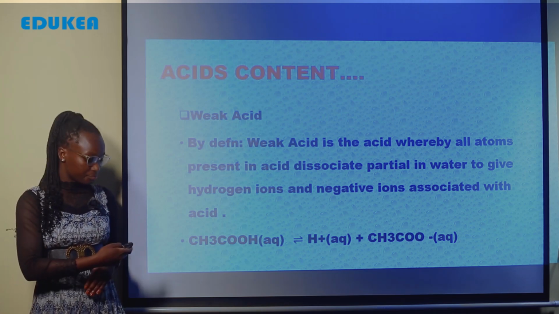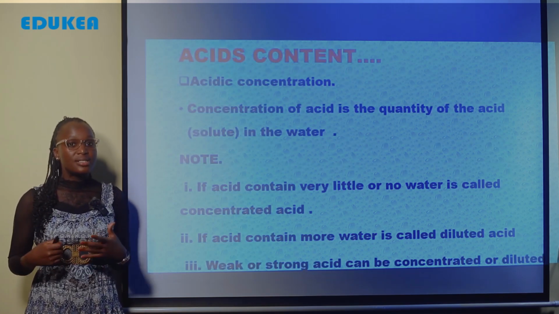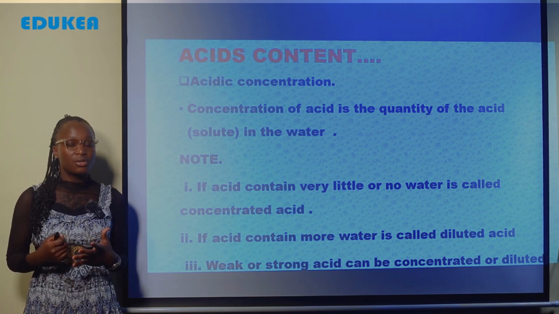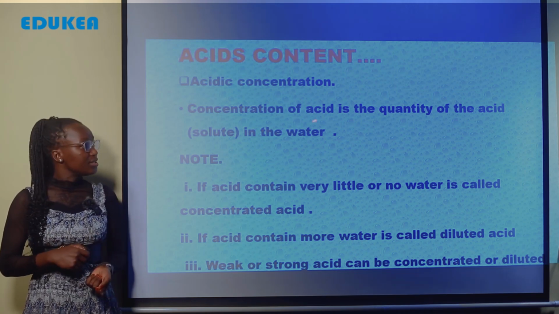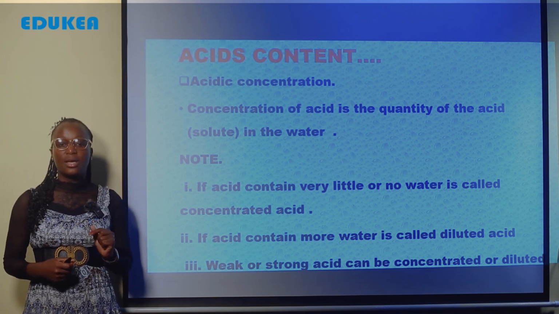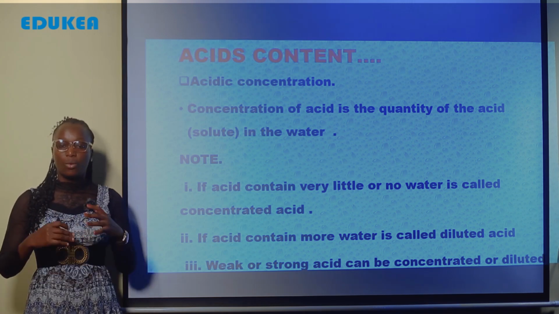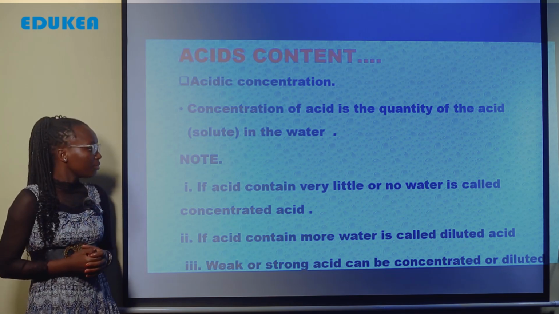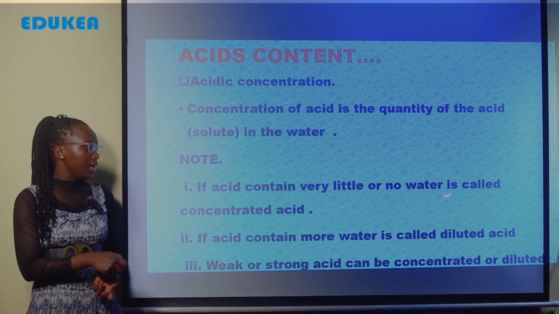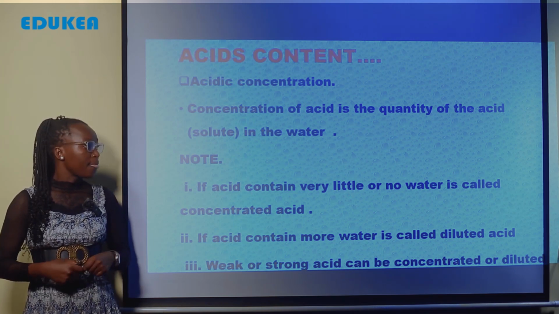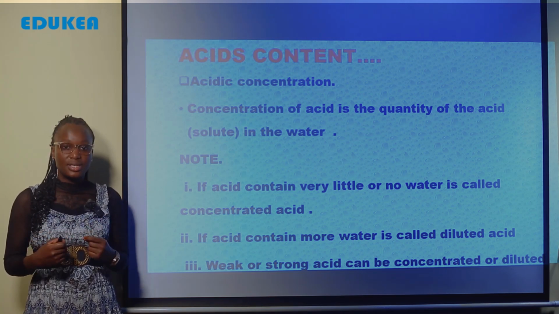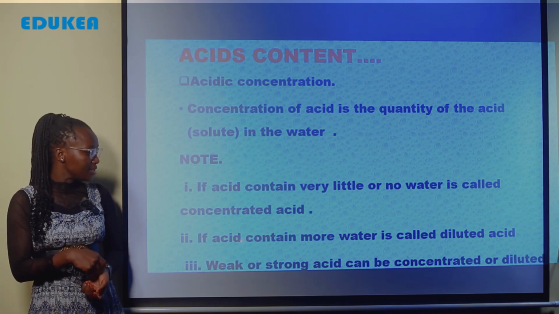Okay, now let us see the concept of acid concentration. When we talk about acid concentration, what does it mean? Concentration of acid is the quantity of the acid in the water. When we talk about the quantity, this can be the solute that is within the water or our solution. Note that if an acid contains very little or no water, it is called a concentrated acid. That is, if the quantity of water is little, that is what we call a concentrated acid. And if the acid contains more water, it is called a diluted acid.